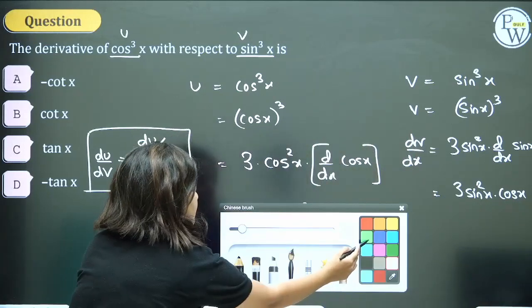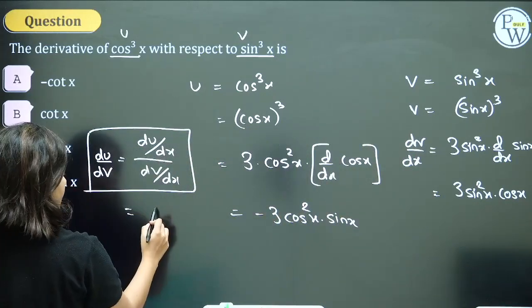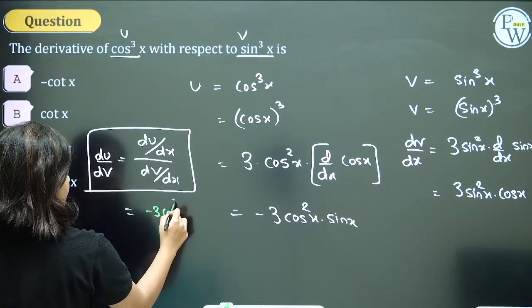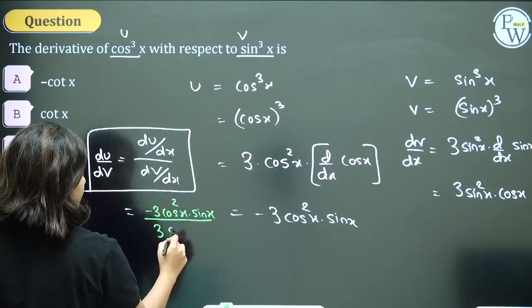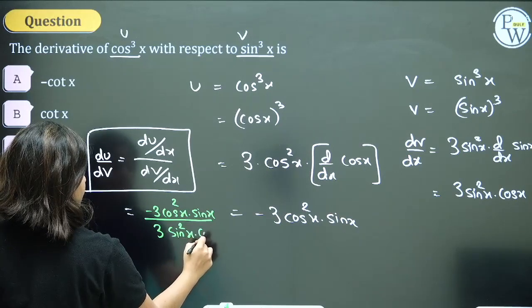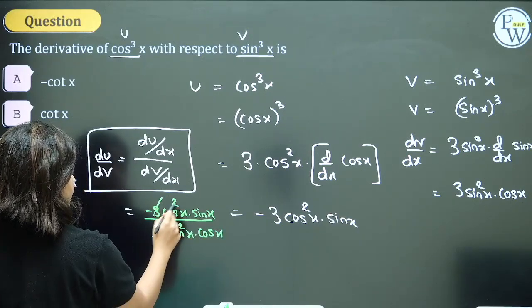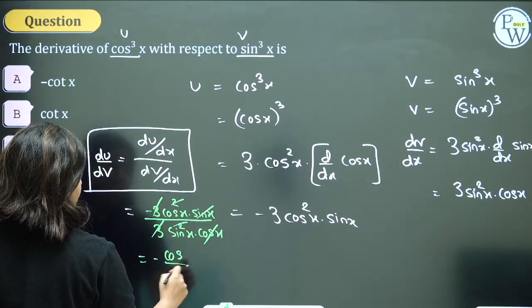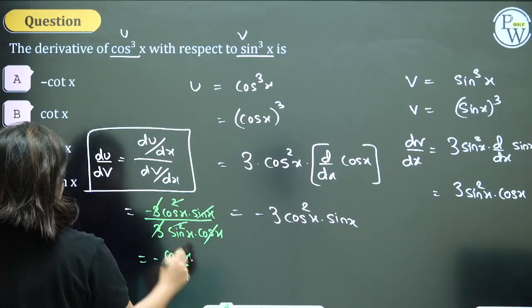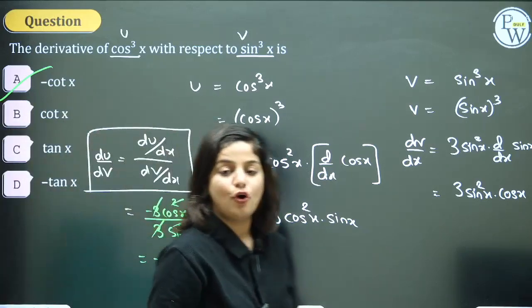Substitute the two values. Du by dv is minus 3 cos square x into sin x upon 3 sin square x into cos x. 3 cancel, 1 of the cos, 1 of the sin cancel. Minus cos upon sin, that's minus cot, option E.